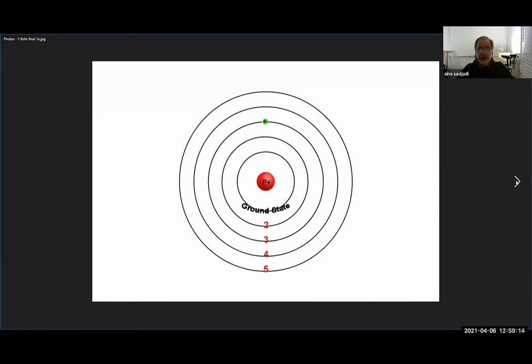However, if it doesn't, then it can't happen. You can't just go in between the orbits. That's not an okay thing. The electron will never end up there. Only in whole orbits. That's all there is to it.